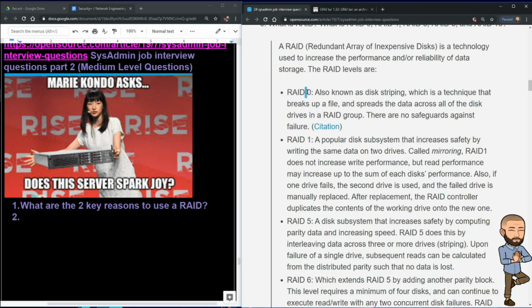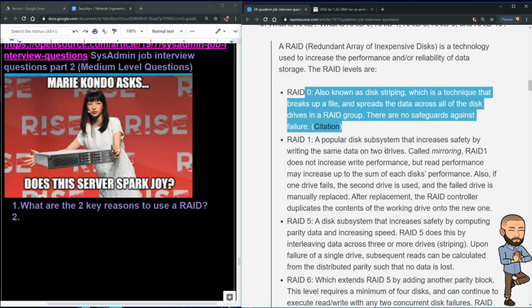So let's start with RAID 0 here. This is also known as disk striping, which is a technique that breaks up a file and spreads the data across all of the disk drives in a RAID group. There are no safeguards against failure.